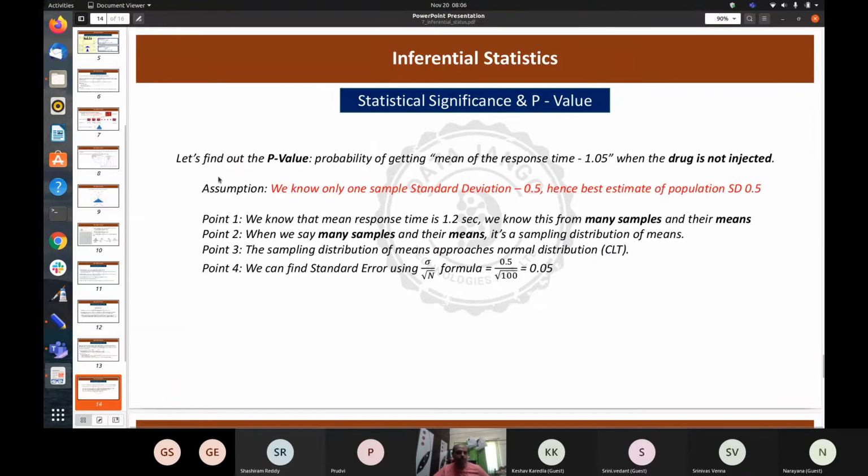So to do that, let's find out the p-value, the probability of getting mean response time 1.05 when the drug was not injected. Assumption: we know only one sample, right? Sample standard deviation 0.5. Hence the best estimation we are taking is 0.5 only.